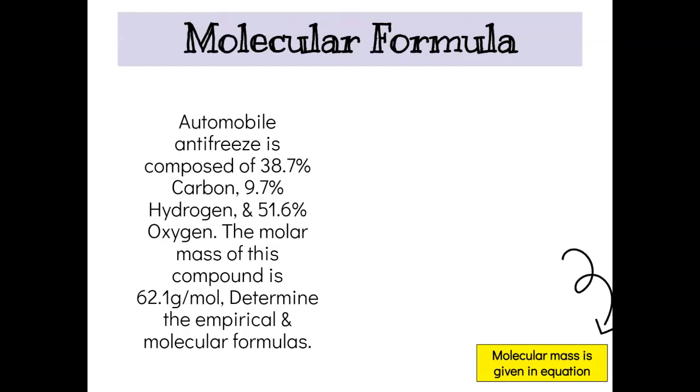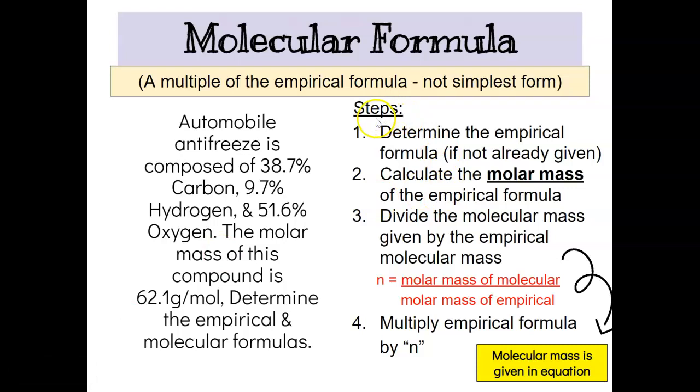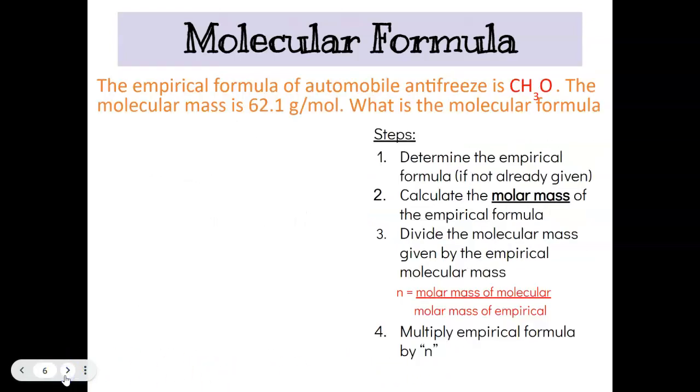So here's an example of a problem that would take you a little bit longer to work because the empirical formula is not given to you. So you're going to have to do the steps from yesterday's lesson first and then do the steps from today's lesson. Okay? So again, we're going to determine our empirical formula, calculate the molar mass of our empirical formula. We're going to divide our molecular formula weight by our empirical formula weight, or mass, and then we're going to multiply that empirical formula by that N value. All right, so let's do the empirical formula first.